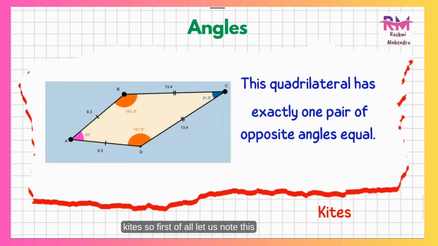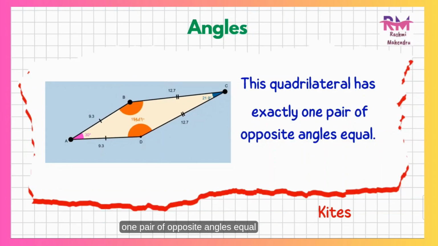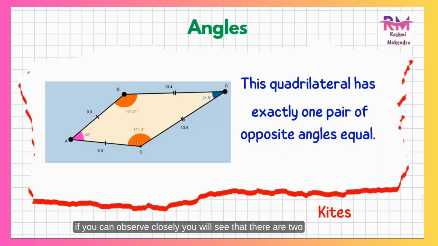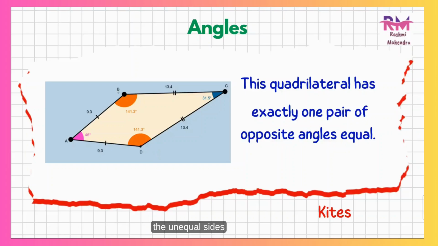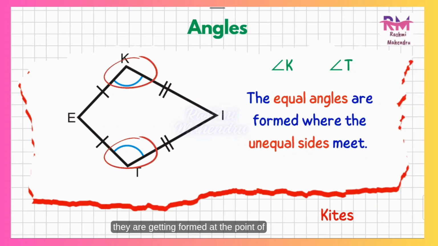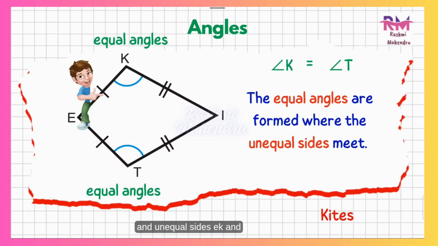So first of all, let us note this fact down, that this quadrilateral has exactly one pair of opposite angles equal. But if you can observe closely, you will see that there are two sides which are equal, the shorter and the longer ones. And these equal angles are getting formed exactly between the unequal sides. Let us see further. If you observe, the equal angles are angle K and angle T, right? And where are they getting formed? They are getting formed at the point of intersection of equal sides and unequal sides.